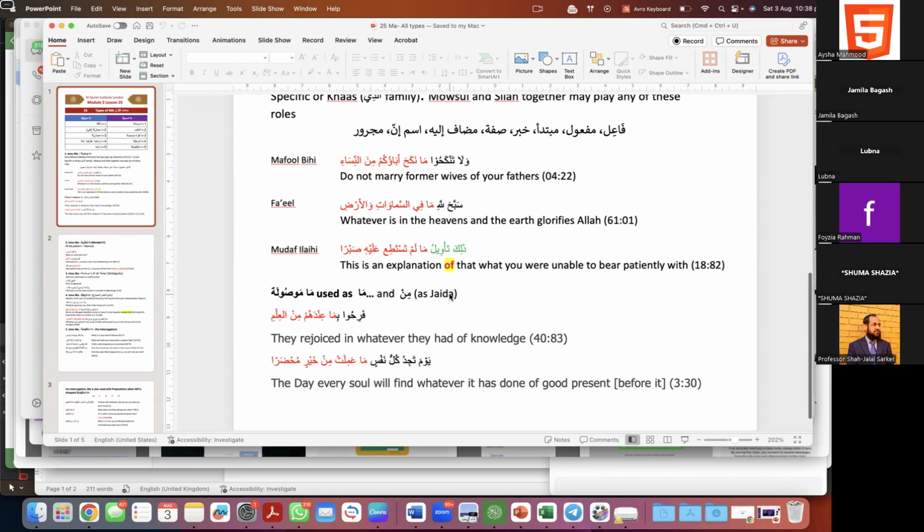Whatever you forget about ma nakaha, forget it. La tankahu, straight after that, whatever is coming is likely maf'ul bihi. And if you look at the meaning, ma nakaha abaukum minan nisa, those your fathers married before. Your fathers, plural. Ma is ismul mawsul, nakaha abaukum is silatul mawsul. Ismul mawsul, silatul mawsul, jumlatul mawsul together is playing the role of a mudaf ilayhi for la tankahu.